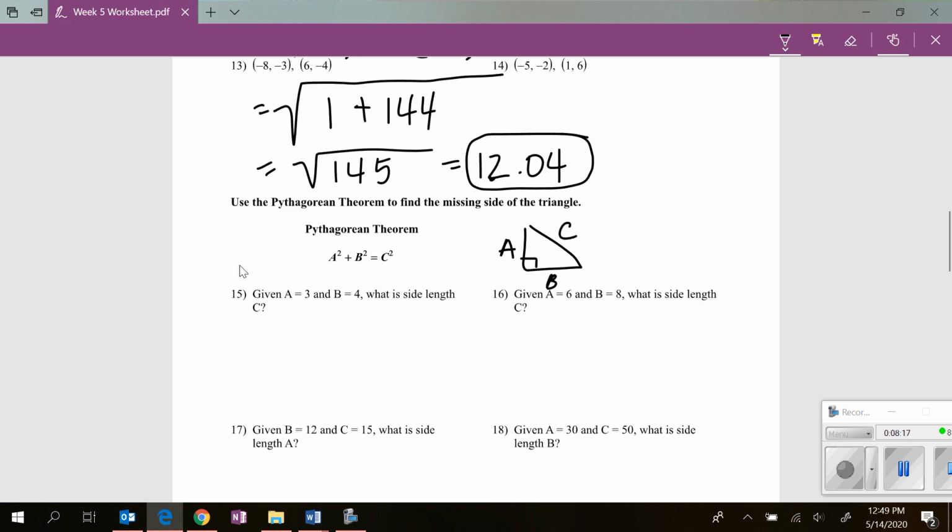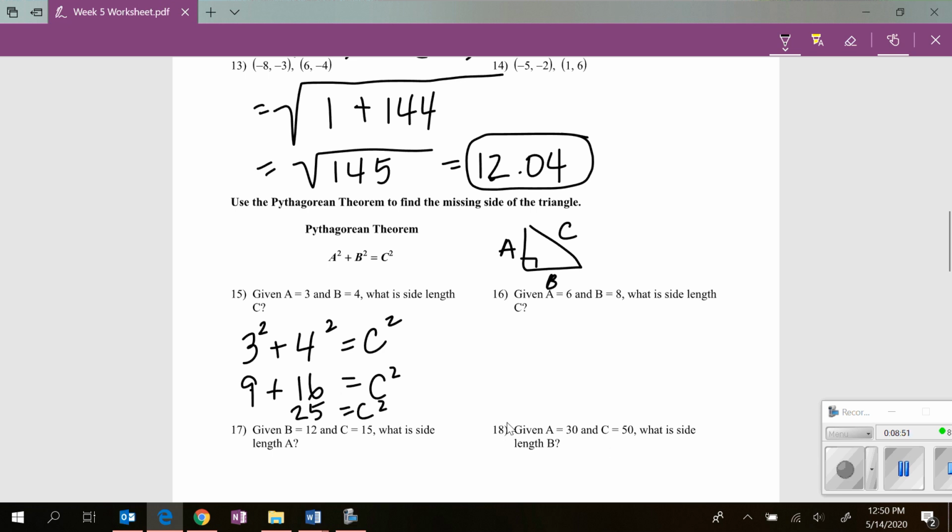So let's try out number 15. All I have to do is plug it into my equation. a is 3, and I have to square it, plus b, which is 4, and I'm going to square it, and then c squared is my unknown. Using your calculator, 3 squared is 9, plus 4 squared, which is 16, equals c squared. 9 plus 16 is 25.